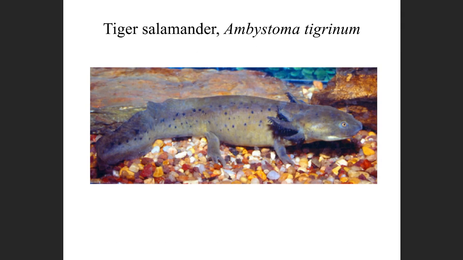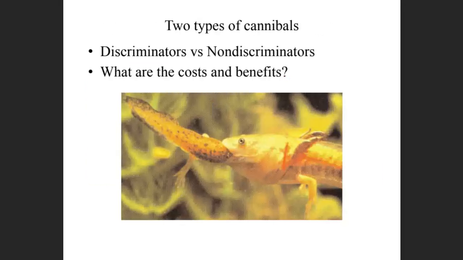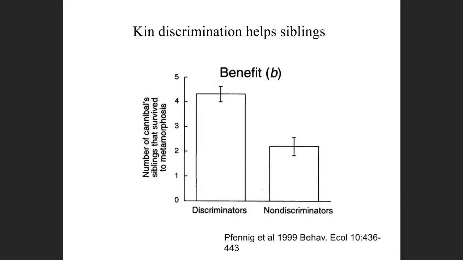If you're a non-discriminator, you might grow slower, but you get the fitness benefit of whatever offspring your siblings produce, discounted by their relatedness. And so the first thing is that there's a real benefit to your siblings when you're a discriminator.